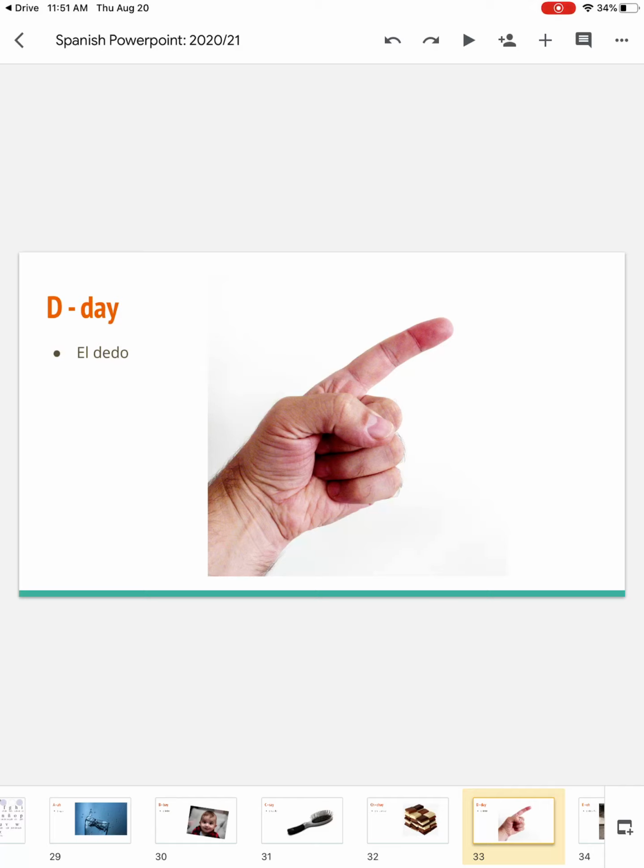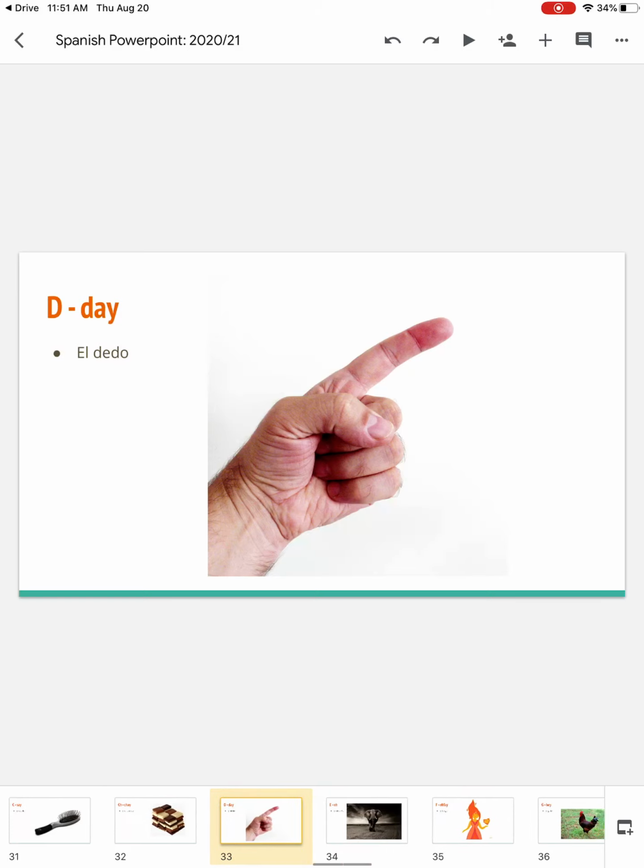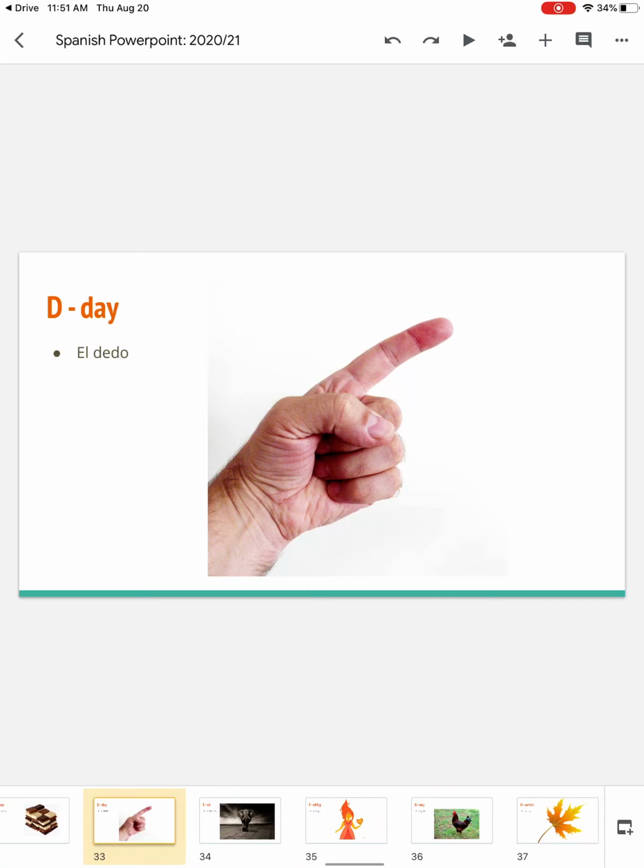Okay, so all of your fingers are los dedos. Repeat after me. El dedo. Good. You're getting through this alphabet like it's a breeze.